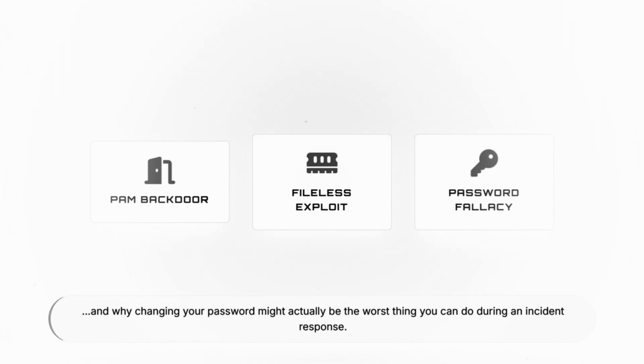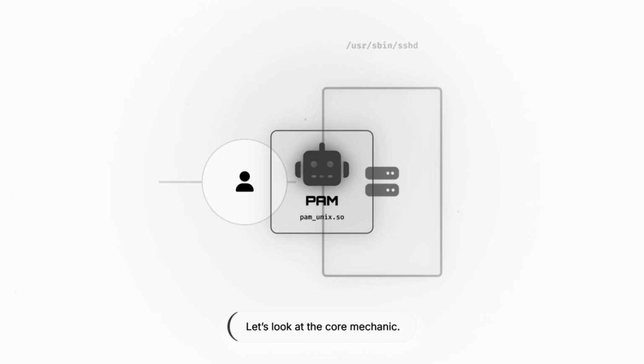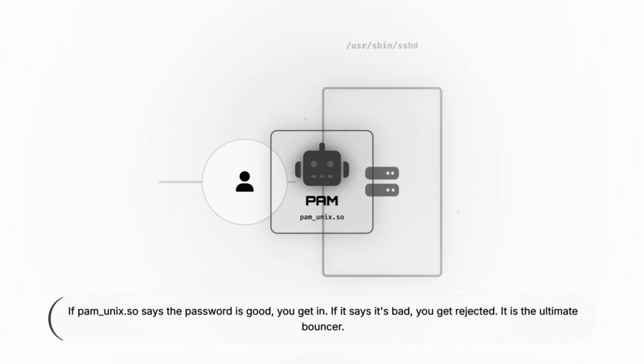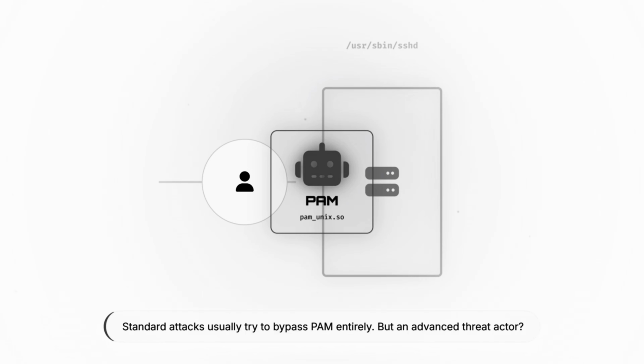How do you hide in plain sight? You hide inside the gatekeeper. In Linux, when you log into a server using SSH or the local terminal, the system doesn't check your password itself. It hands your password to the Pluggable Authentication Modules, PAM, specifically a file called pam_unix. So if pam_unix says the password is good, you get in. If it says it's bad, you get rejected. It is the ultimate bouncer. Standard attacks usually try to bypass PAM entirely, but an advanced threat actor, they just replace PAM.